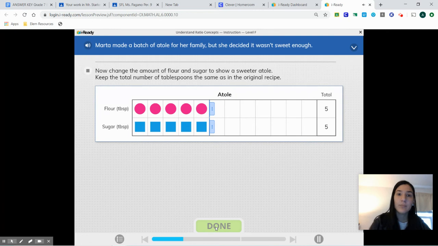Now, change the amount of flour and sugar to show a sweeter atole. Keep the total number of tablespoons the same as in the original recipe. Okay, so I'm just going to go down 1 with the flour and then up 1 with the sugar. So the total is still 10, and I just changed it a little bit so that there's more sugar than flour.